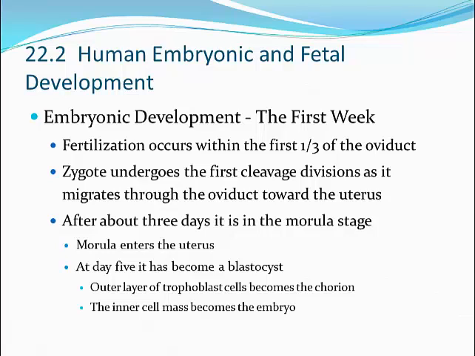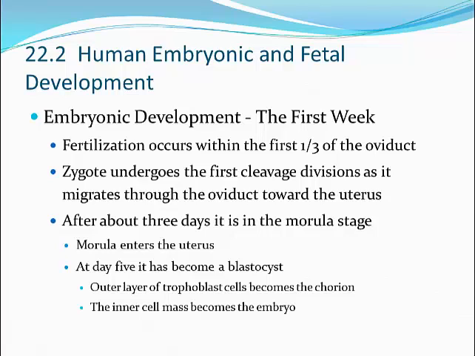During the first week, fertilization has occurred. Remember, fertilization occurs within the first third of the oviduct. During this time, the zygote undergoes the first cleavage divisions as it migrates through the oviduct towards the uterus. After about 3 days, it's in the morula stage. The morula is not much larger than the zygote because, even though it has undergone multiple divisions, the cells are just dividing and not growing.